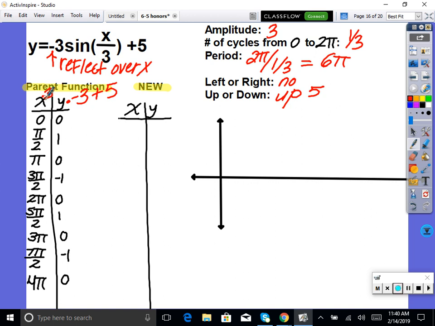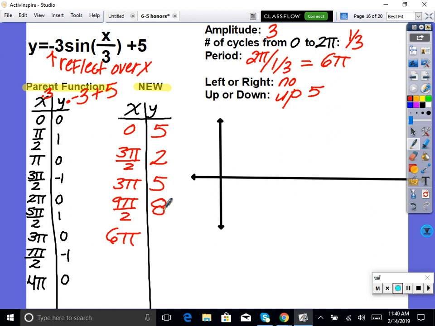So let's write down our new points. 0, 3 pi halves, 3 pi, 9 pi halves, 6 pi. Let's just do one cycle for time's sake. 0 times -3 is 0, plus 5 is 5. 1 times -3 plus 5 is 2. 0 times -3 plus 5 is 5. -1 times -3 plus 5 is 8. 0 times -3 plus 5 is 5.